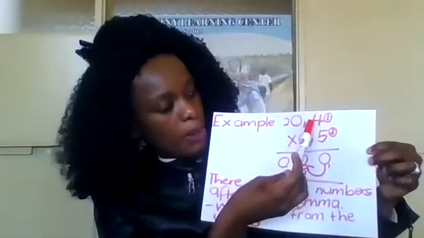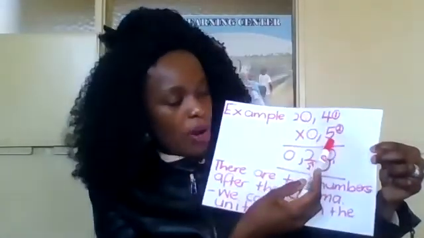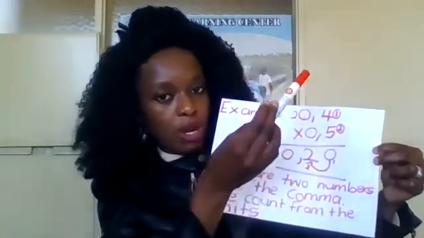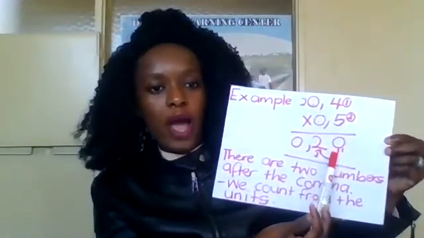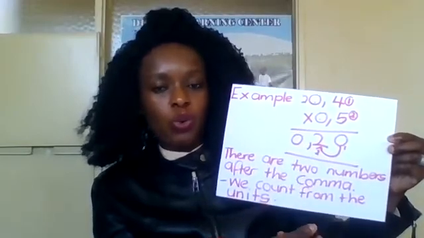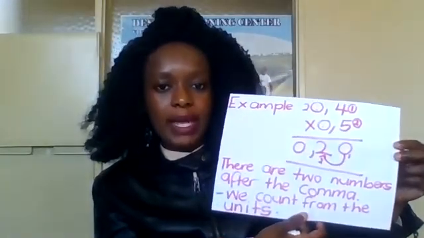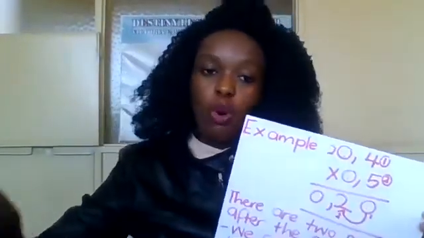So you say, how many numbers after the comma? One at the top there. How many numbers after the comma? The number below is one again. So which means it's 1 plus 1, two numbers after the comma. If there are two numbers, you come to your answer, you count 1, 2 numbers after the comma, you put your comma and your placeholder there at the beginning. This is how we do our multiplication of decimals.